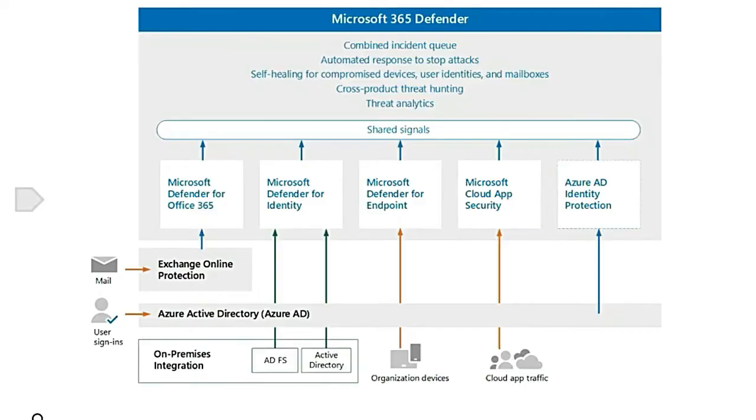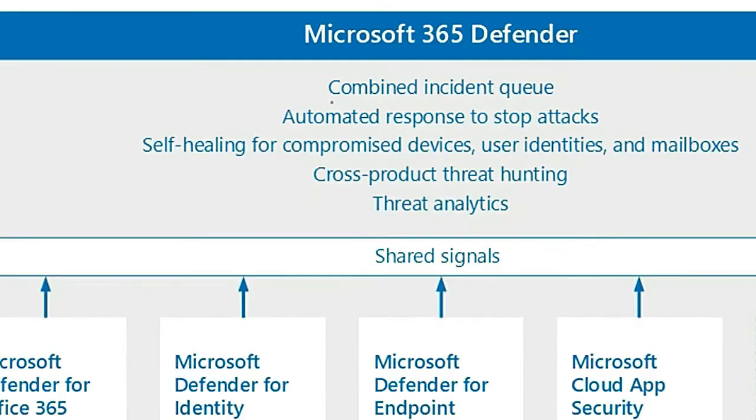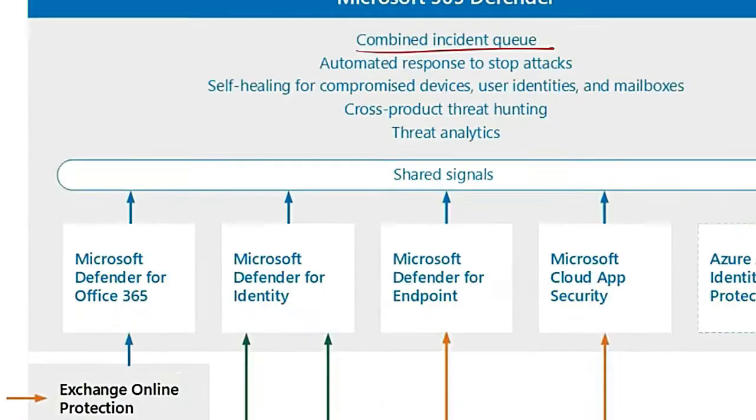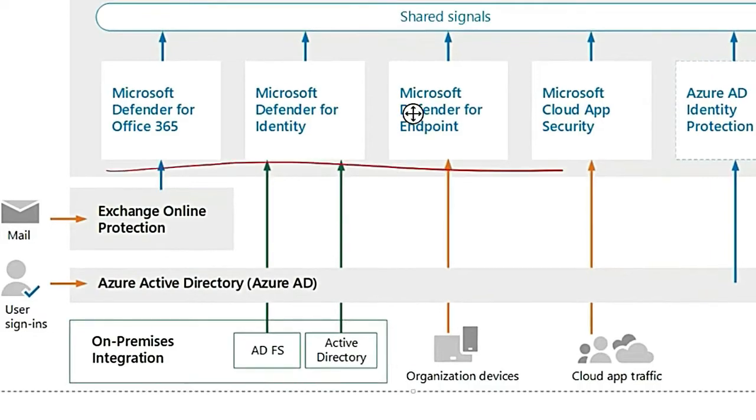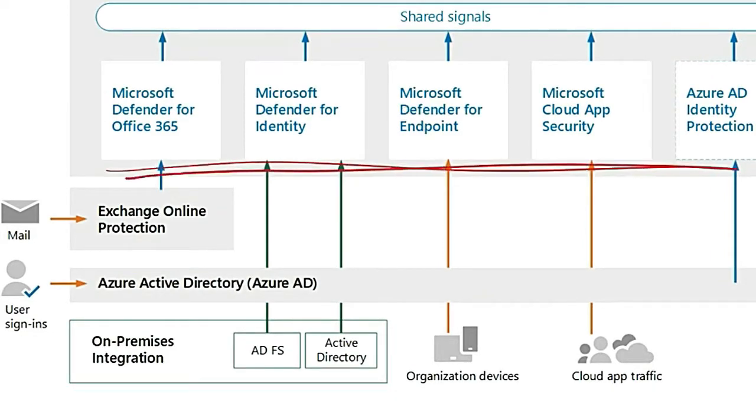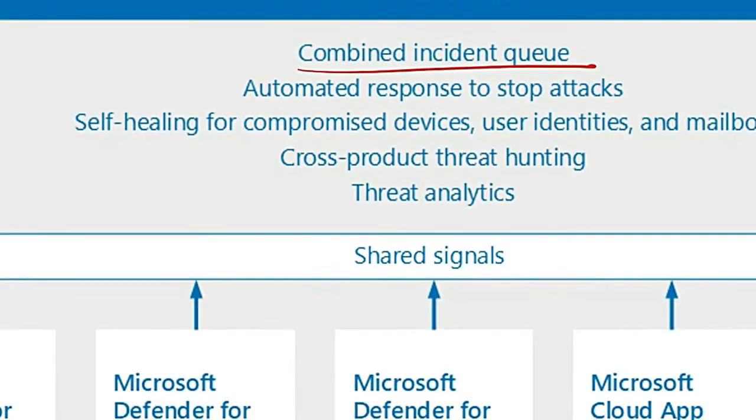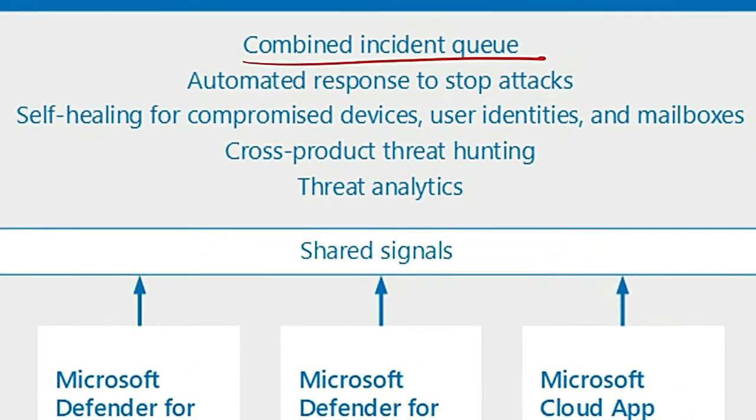Now let's look at Microsoft Defender XDR architecture. So here you can see that the XDR gets the signals from all of the Defender components, and it combines all these signals to provide extended detection and response capabilities. So this includes combined incident queue. That means there is an incident, you will get all the alerts triggered from all of these Microsoft Defender services in that one incident. It combines all those alerts together and provides it in one incident.